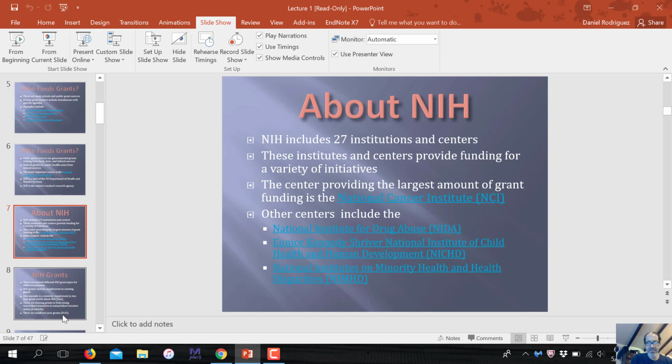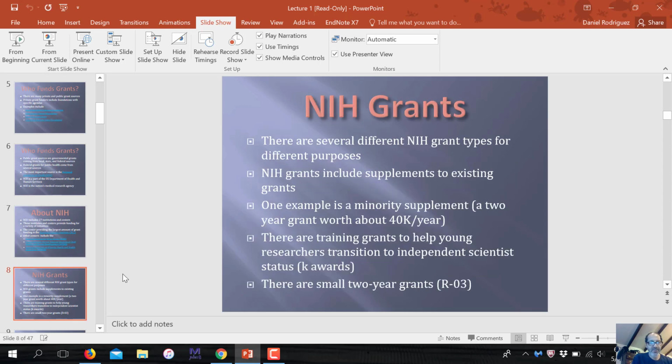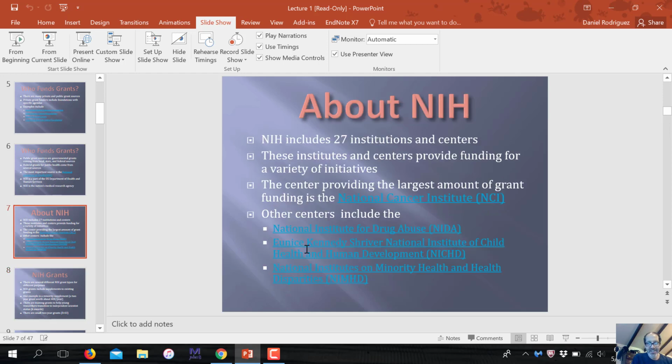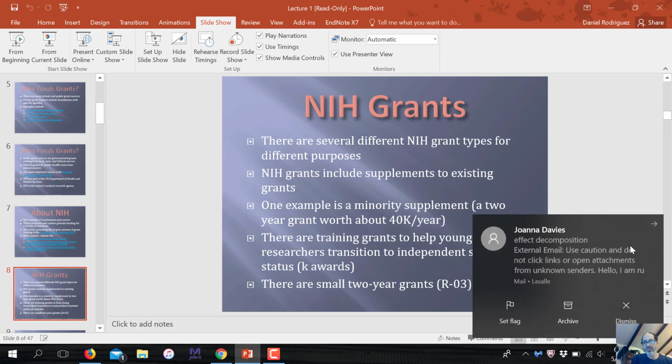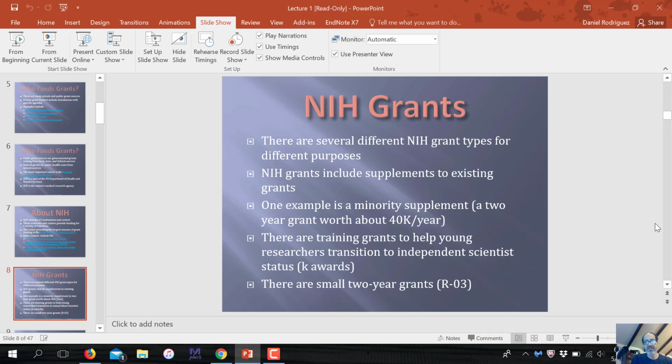Other ones are NIDA, the National Institute on Drug Abuse, the Eunice Kennedy Shriver National Institute of Child Health and Human Development. So there's a lot of different ones. One that might interest some of us is the National Institute on Minority Health and Health Disparities. Each of these groups are part of NIH. When one applies for an NIH grant, one tends to target grants that are specific to those agencies or those centers or institutes.